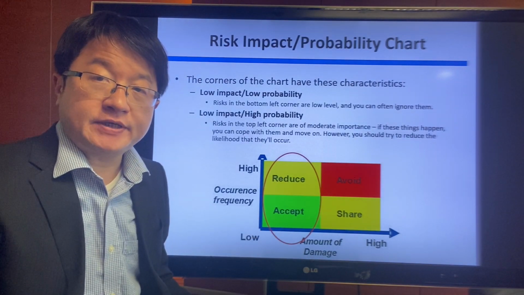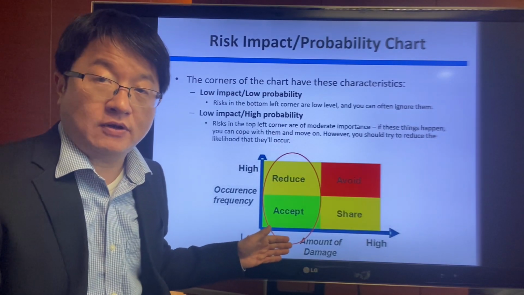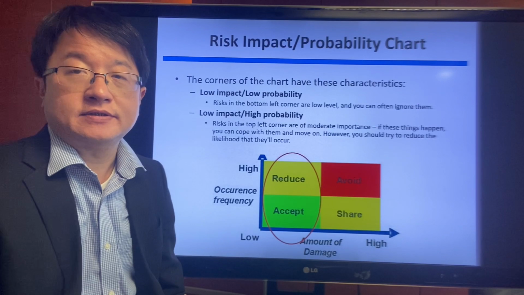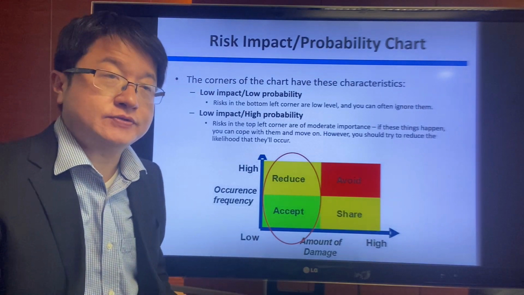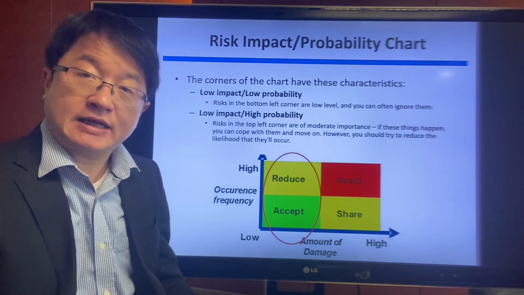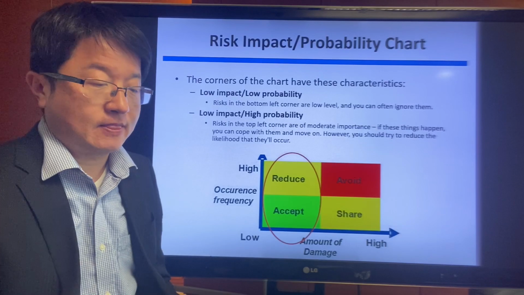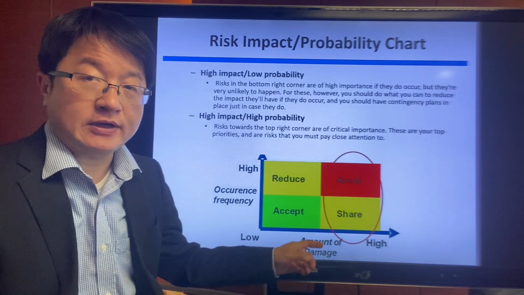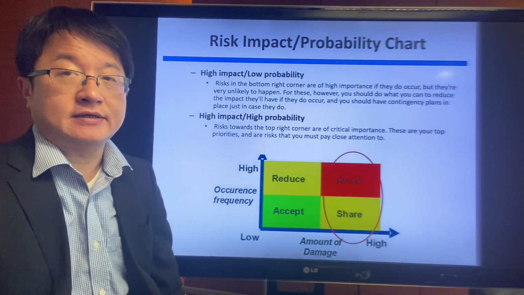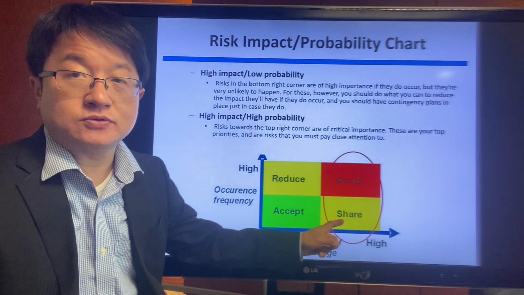But if the probability of occurrence is high, while the impact is still low, we can try to reduce its occurrence. For example, do some precautions, try to avoid it from happening, and even though it happened, fine, the impact is still low. However, when we are going to deal with those scenarios where the damage is high, the impact is high, then we need to share those risks.